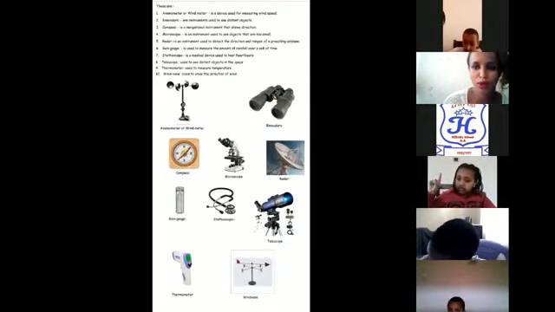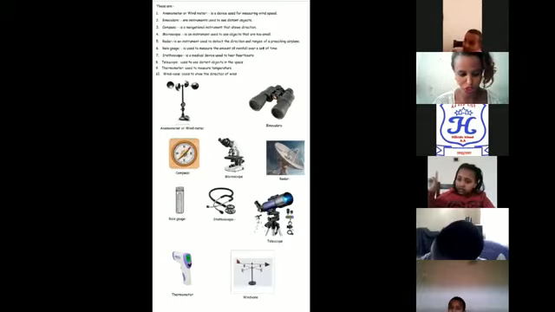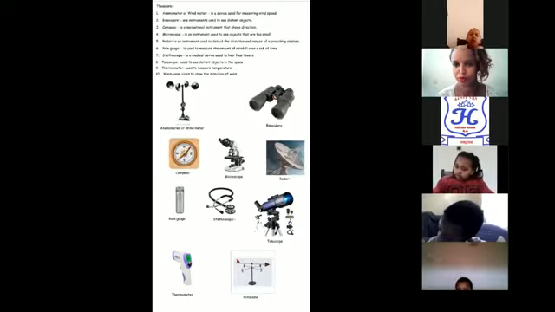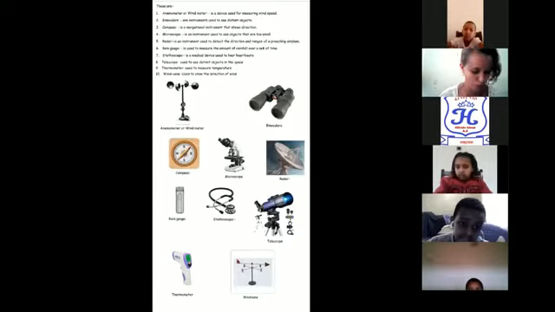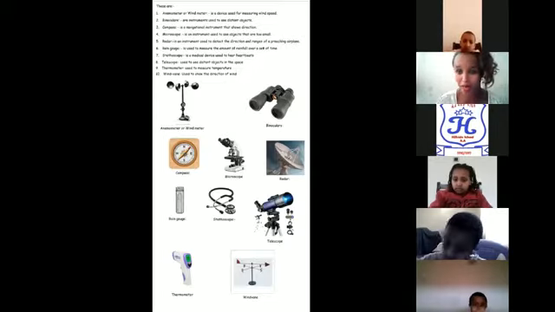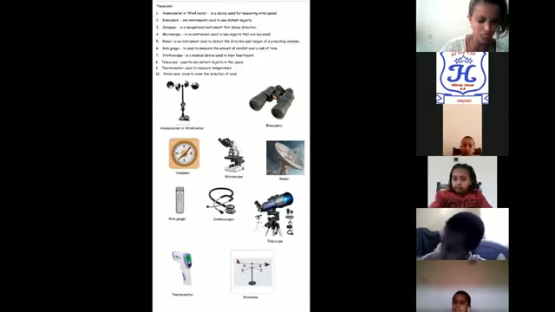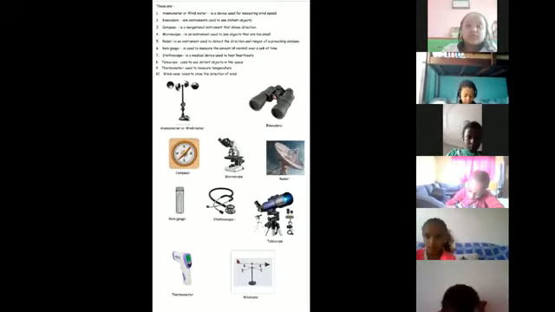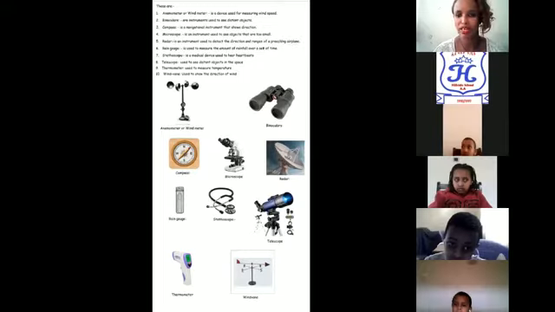Okay, very good. If you don't have any questions, I'm going to revise again. As I told you, scientific instruments are a device, an instrument, or an apparatus used to measure physical quantities or amounts of things. These are called scientific instruments.